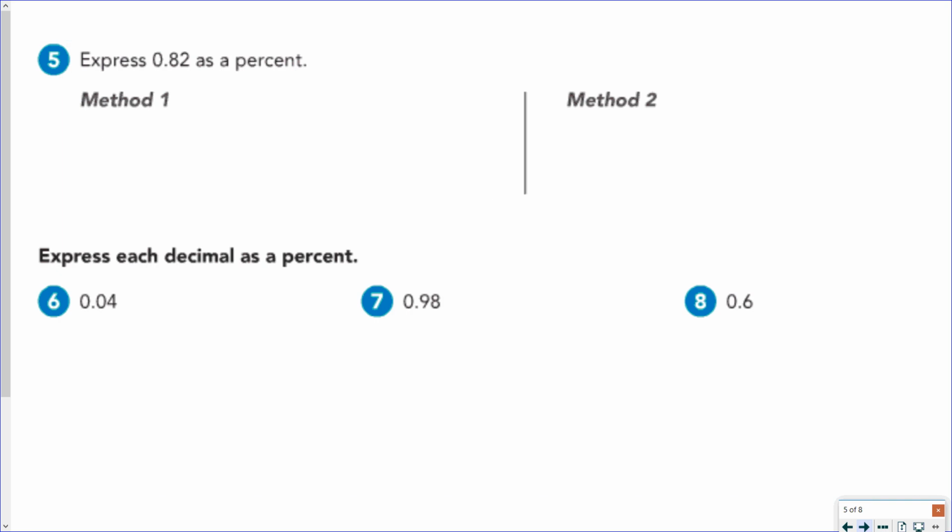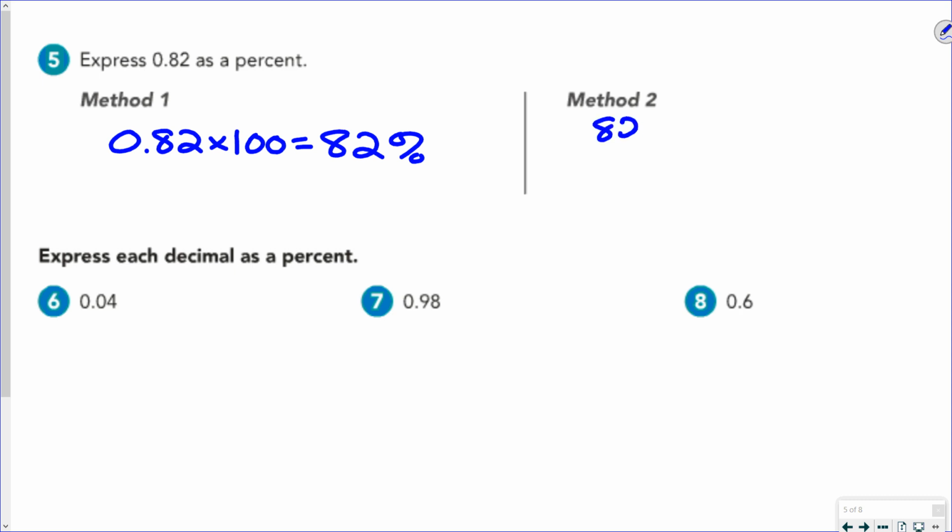So for method 1, we have 0.82, we take 0.82 times 100, which would give us 82%, or 0.82 is 82 hundredths, which would be 82%. Or once again, we can just take our decimal point, move it 2 places to the right.